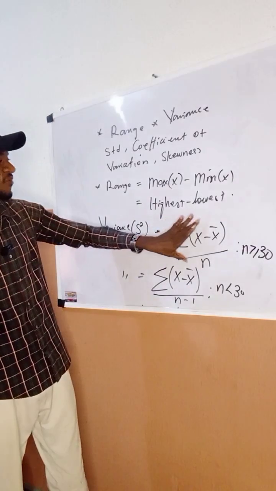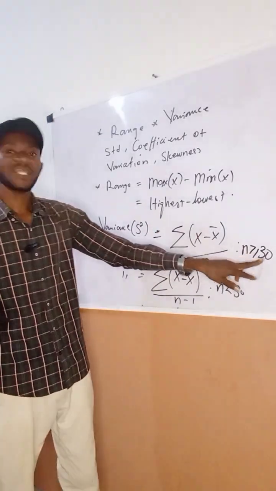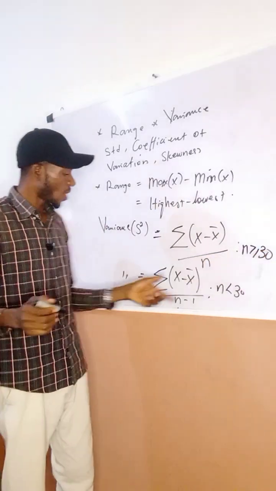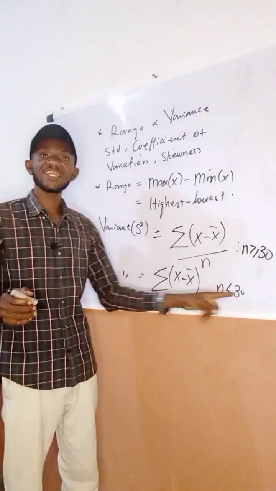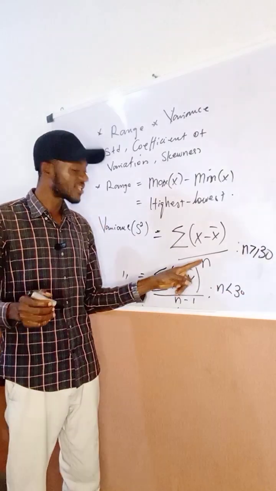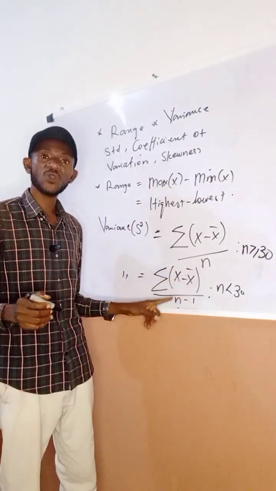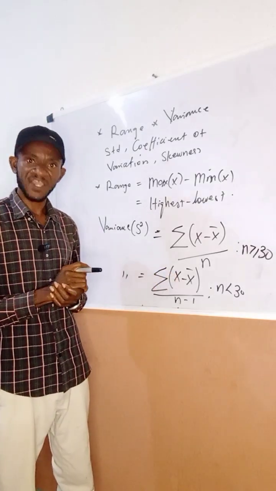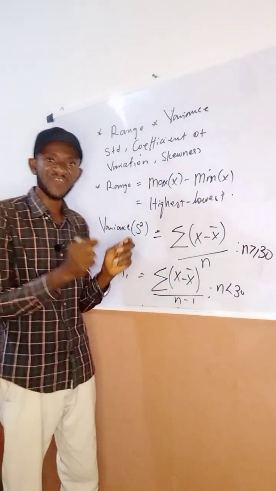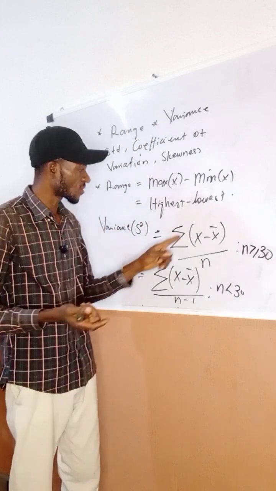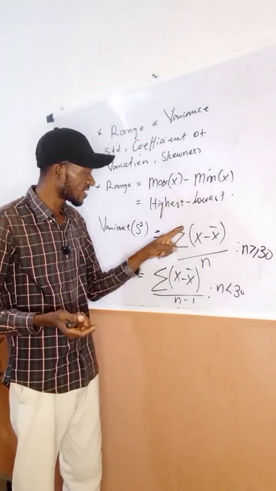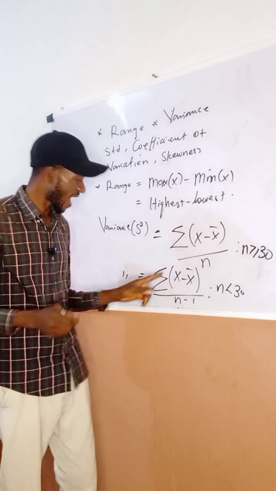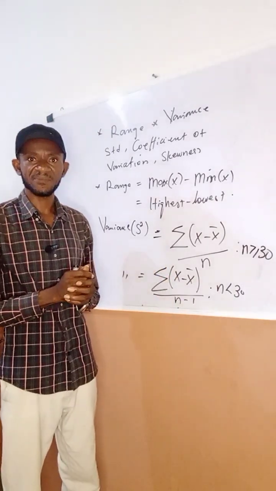So we use this formula when our N is greater than or equal to 30, but we use this formula when N is less than 30. This one is all over N. This one is all over N minus 1. This is the condition about variance. And we are still talking about variance of an array of data, because we are not discussing data with frequency. That's why you cannot see anything about frequency here.